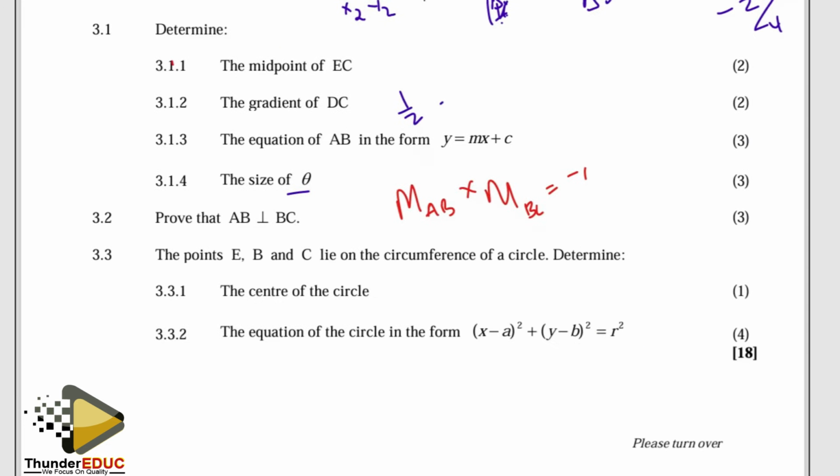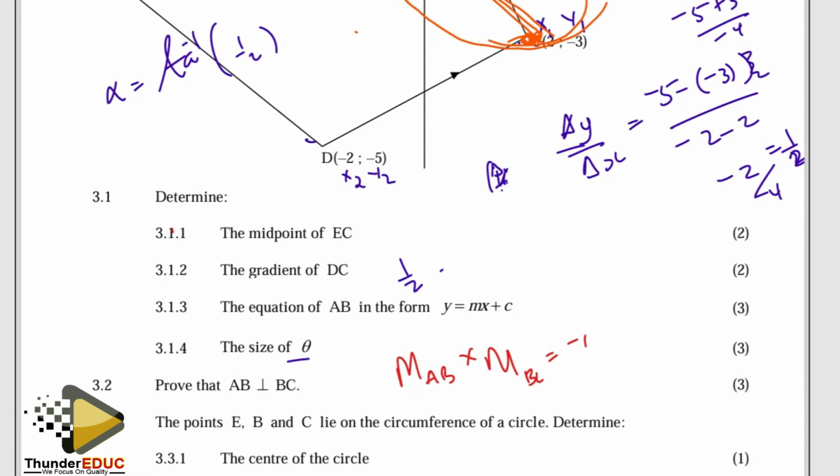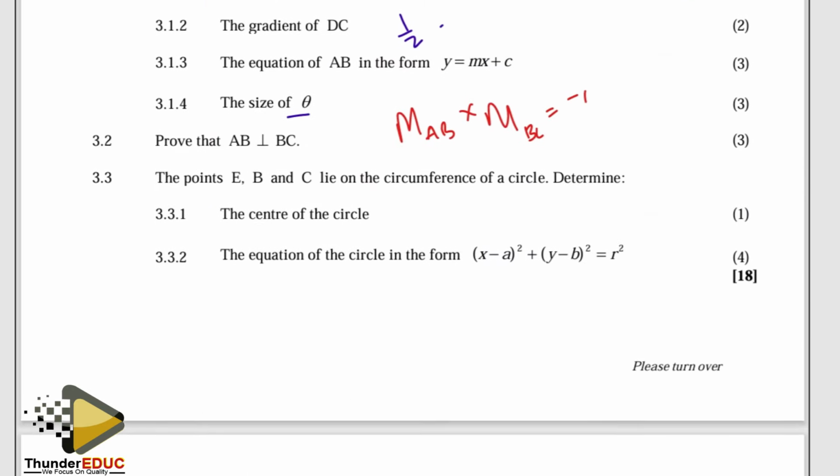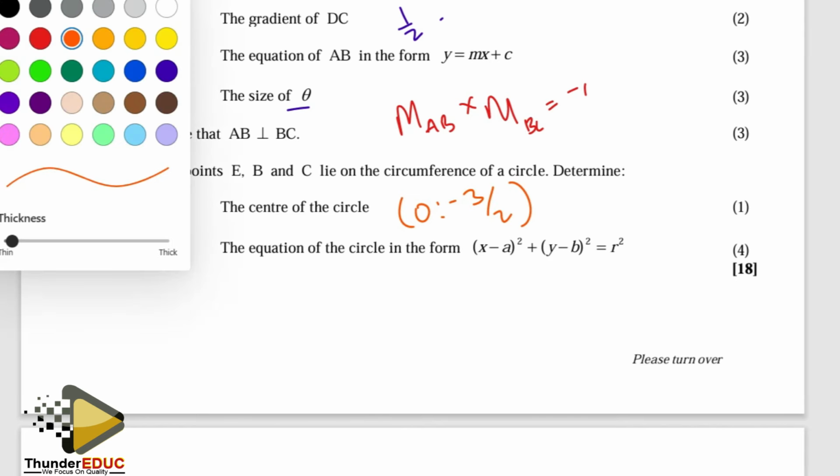Okay. Then they want us to get the equation of the circle. So we know that if that is true, then this EC is going to be a diameter. And if EC is a diameter, the midpoint M that we got will therefore be the center of that circle. So what did we get for M? It was 0 and negative 3 over 2. That would be the solution for that.